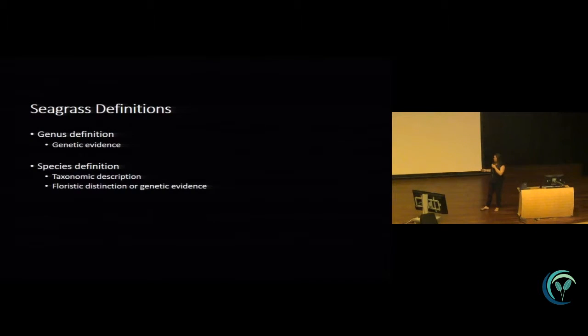Fred feels that if we're going to talk about a genus definition, this could be guided by genetic evidence, and when we look at species definitions, we look at the taxonomic description and then either having floristic distinction or the genetic variant. So taxonomy and knowing which species we're going to list is the backbone of this. I guess I didn't make that really clear.